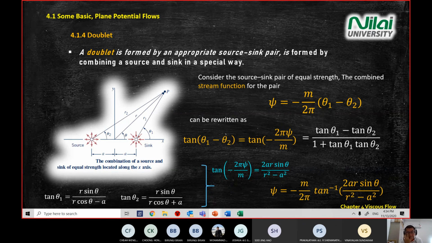Just a note for your revision, r is measured from the center location between the source and sink, because a equals a here. So if you have 2a, you are referring to the center between the source and sink, and the radius is towards a point P, towards the intersection point of this source and sink, to get the angles theta 1 and theta 2. Okay.